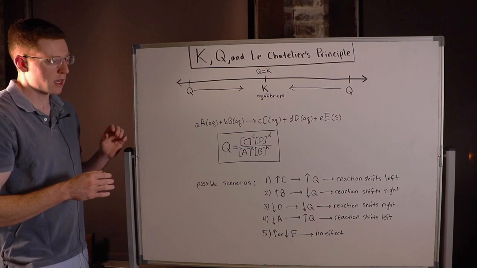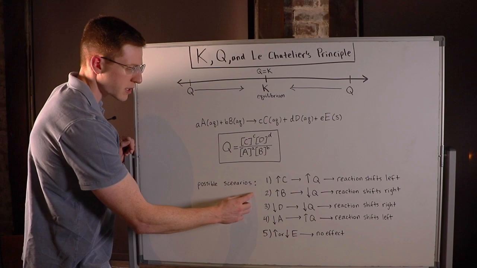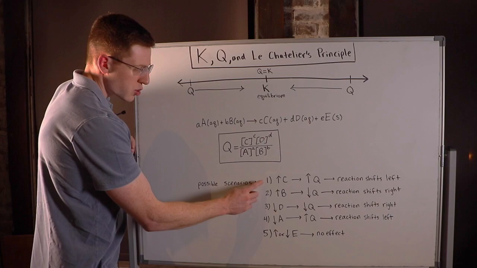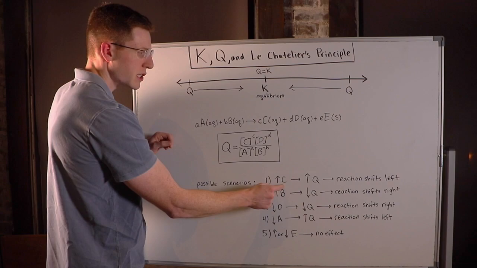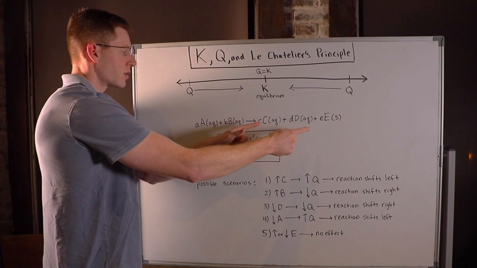So in order to see Le Chatelier's principle in action, I wrote out a few possible scenarios where we shift this reaction away from equilibrium. A little trick you can use to tell the difference between a left shift and a right shift is to think about this entire reaction as a pool of water. If we increase C, think about it as adding more water onto this side. So the water is going to spill over to the reactant side. Thus the reaction would shift to the left.